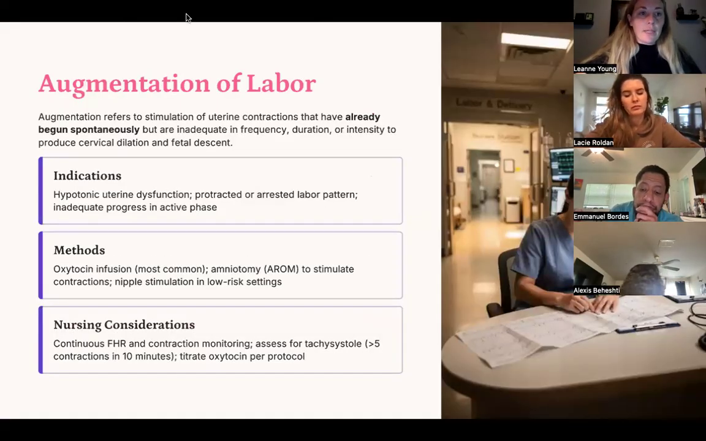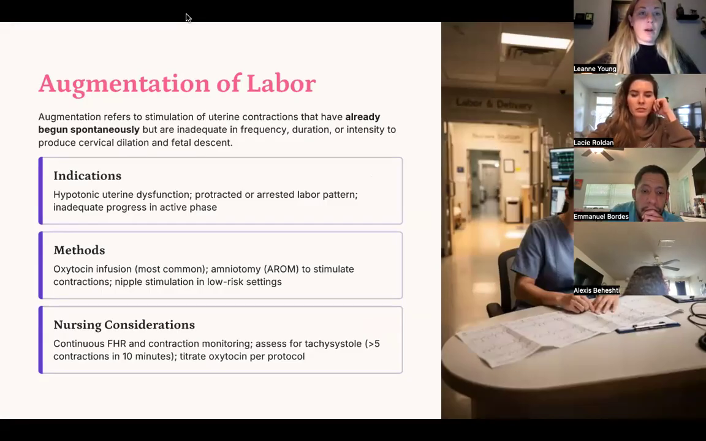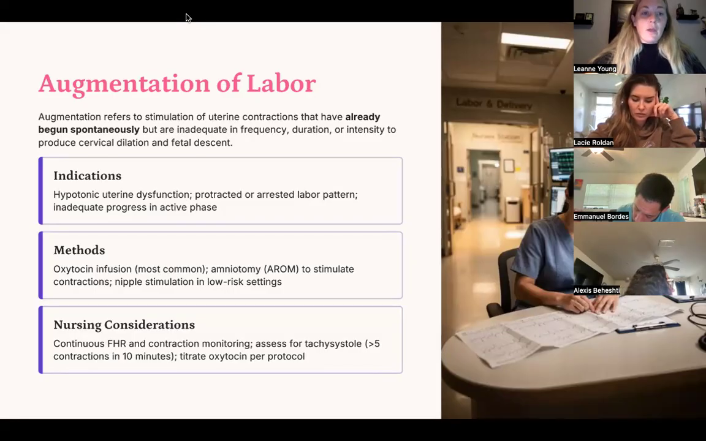All right, augmentation of labor. Augmentation refers to stimulation of uterine contractions that have already started spontaneously. So, mom is having contractions on her own, but they're either not strong enough, not happening as often as we want them to, not long enough, or not intense enough to produce cervical dilation and fetal descent. So, we're going to be adding in medication or other types of induction methods to augment this labor.